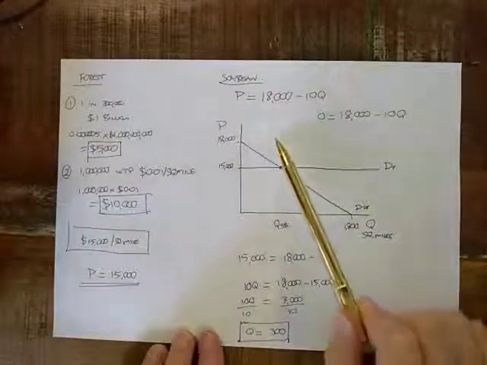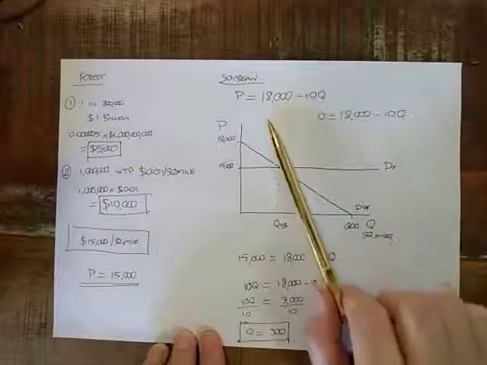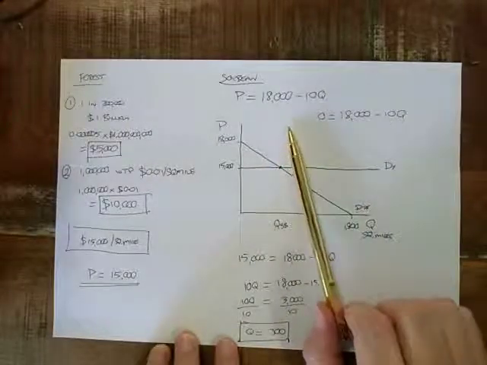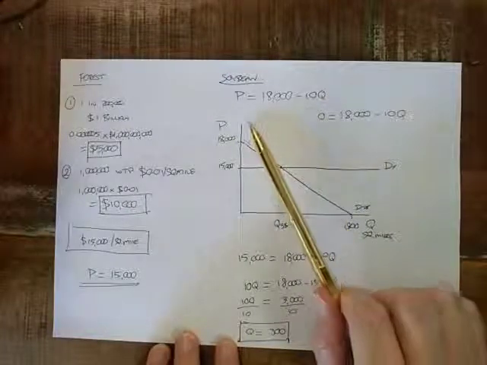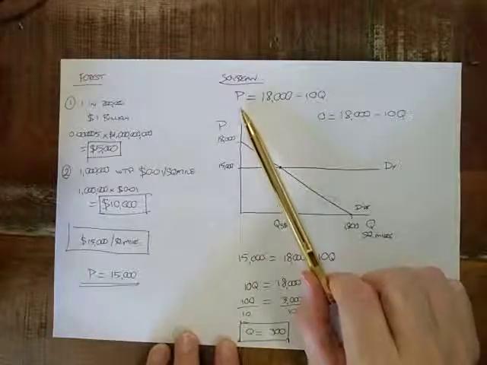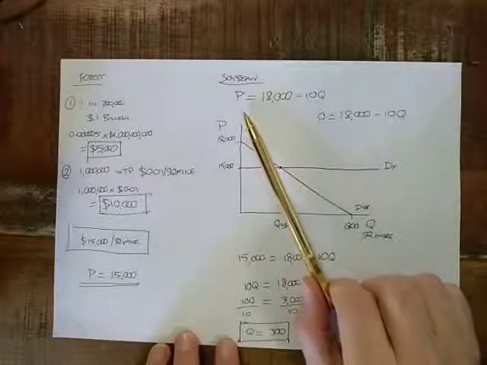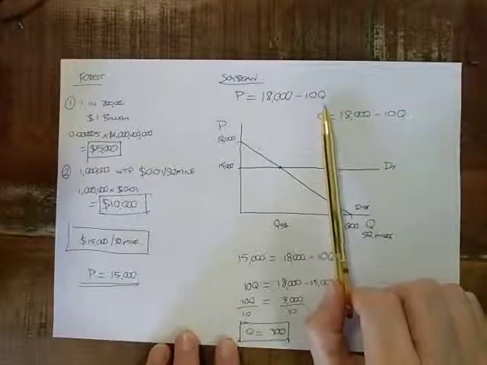There's a couple of bits of information I can figure out from this demand function. I can plug in a quantity and solve it, and it'll give me a price. Or I can do the opposite. I can plug in a price and rearrange some things and it'll give me a quantity. And we're going to do that.